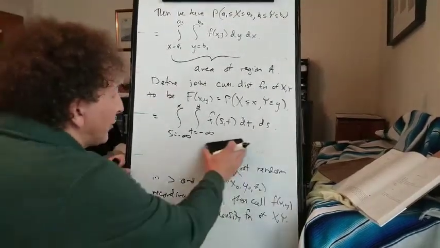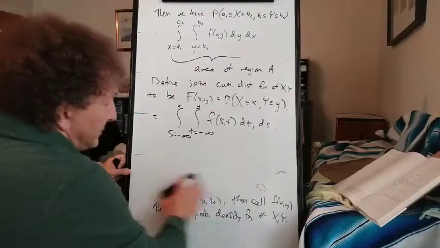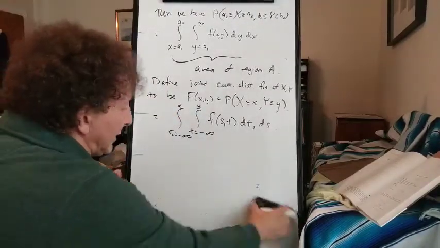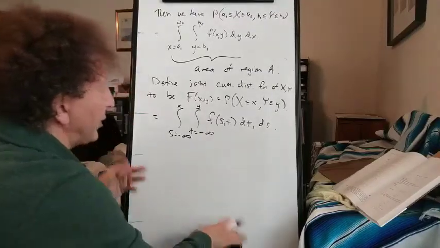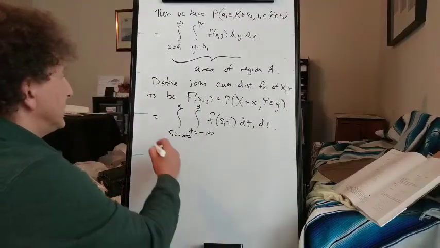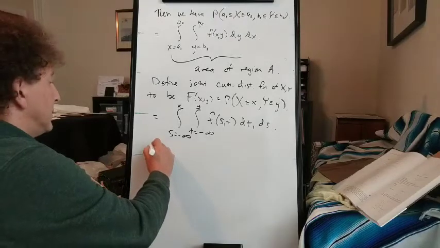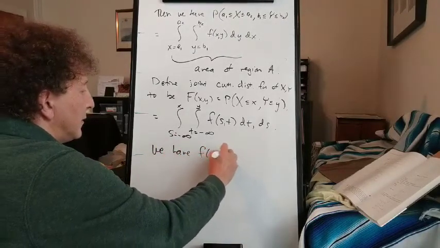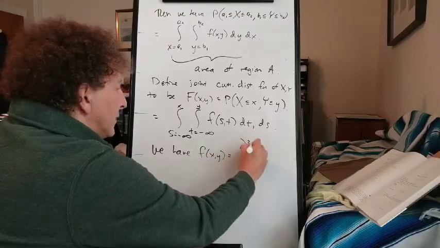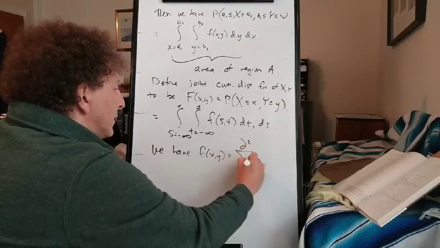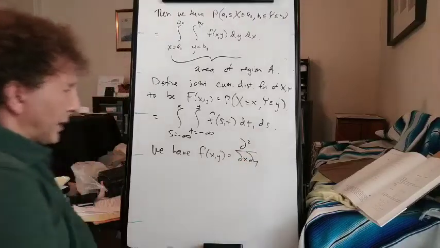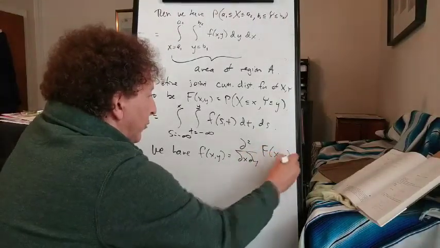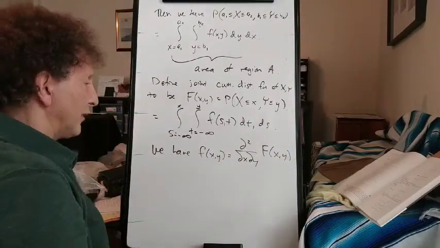So by this integral definition, well, if capital F is the double integral of little f, then little f is the double derivative of capital F. So we take partial derivatives of capital F with respect to x and y to get the joint density function.